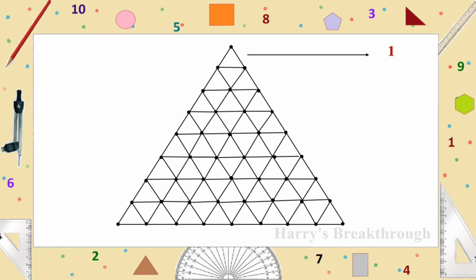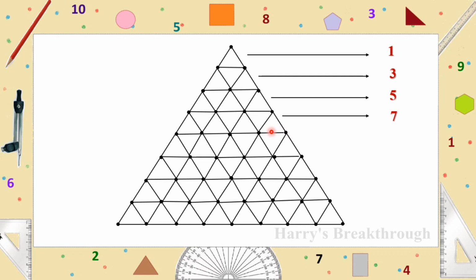Okay. In the second row, how many triangles are there? The second row contains 3 small triangles. And then at the third row, there are 1, 2, 3, 4 and 5. 5 triangles. And in the fourth row, count the number of triangles. Here 1, 2, 3, 4, 5, 6 and 7. 7 small triangles. So you got a pattern here. 1, 3, 5, 7.